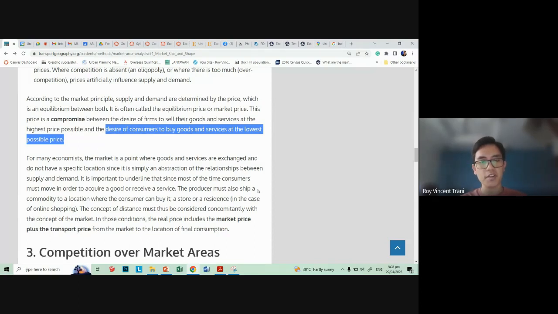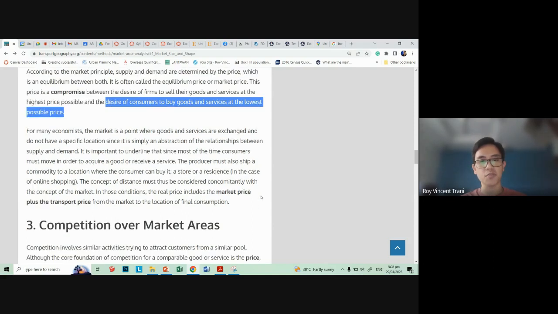It is important to underline that since most of the time consumers must move in order to acquire a good or service, the producer must also ship a commodity to a location where the consumer can buy it, a store or a residence in the case of online shopping. The concept of distance must thus be considered concomitantly with the concept of the market. In those conditions, the real price includes the market price plus the transportation price from the market to the location of its final consumption.